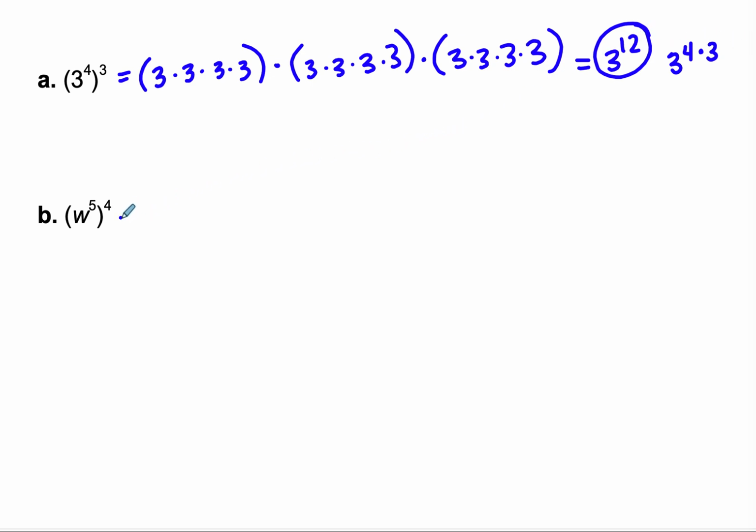All right, let's try the next one. w to the 5th power to the 4th power. So we're doing w, 5 times 4. And that's going to give me w to the 20th power. I definitely don't want to write out 20 w's if I can avoid it.